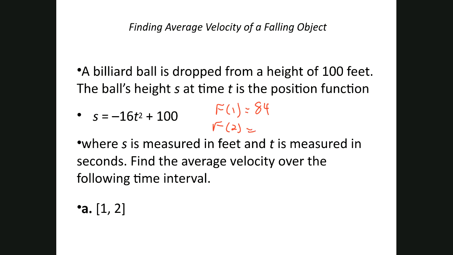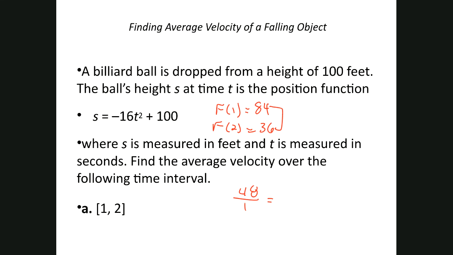All right, so the distance it's traveled is right here. The time is 1 second, isn't it? Because I'm going from 1 to 2. So average velocity, 84 minus 36 is going to be 48. Change in time is just 1 second. So the average velocity of this ball is 48 feet per second. That's it. That is how we find average velocity.